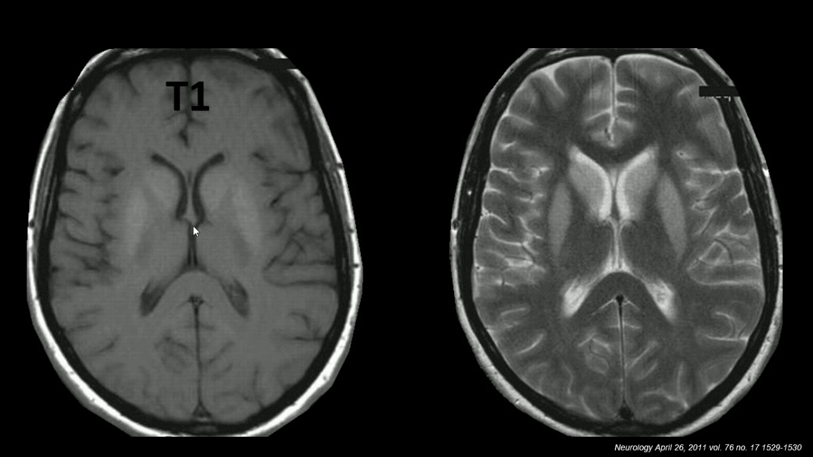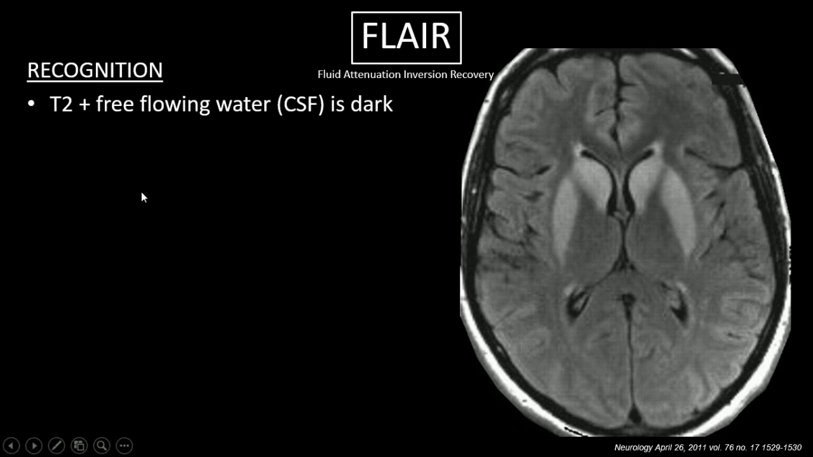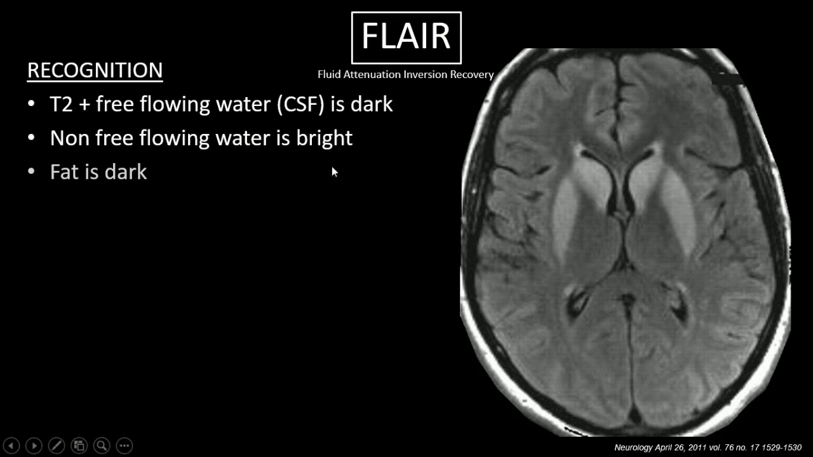Got it? All right, let's move on to FLAIR, which stands for Fluid Attenuation Inversion Recovery. Sounds confusing, but that'll make sense in a minute. So here's our FLAIR image. I like to think of FLAIR as basically a T2 image, but the CSF spaces are flipped back to being dark or hypointense. If we look here, it looks just like a T2 image. For example, these deep basal ganglia structures, which don't have as much fat in them, are looking pretty bright. Fat is dark, but the CSF is also dark. Interesting. Also, non-free-flowing water is bright. That'll make sense in a minute. Fat is dark, already went through that.